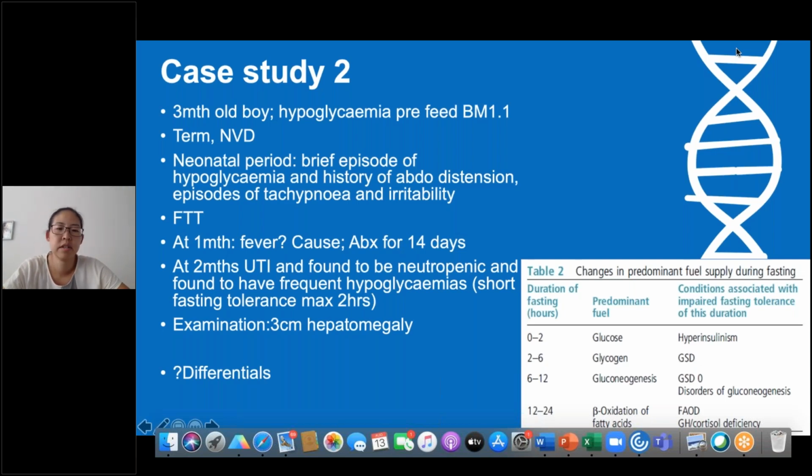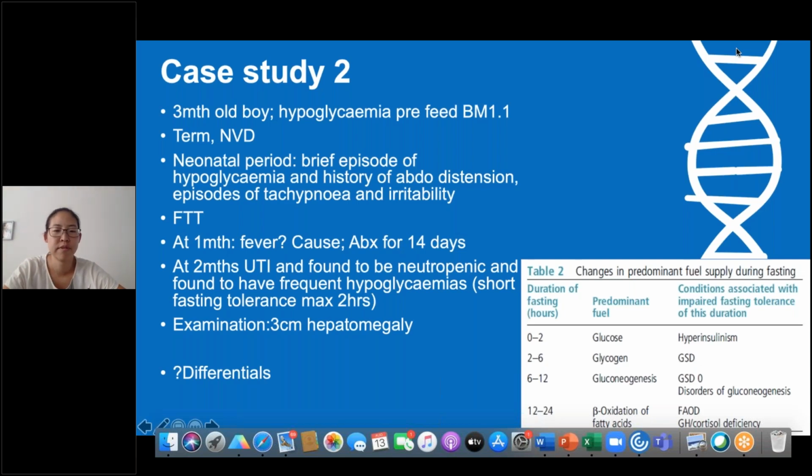The neonatal period showed he had some episodes of hypoglycemia, a history of abdominal distension, episodes of tachypnea and irritability. And then he comes in at 3 months old, failing to thrive. And then you go back into history, and at 1 month old, he presented with a fever, query cause, and ended up on antibiotics for 14 days.